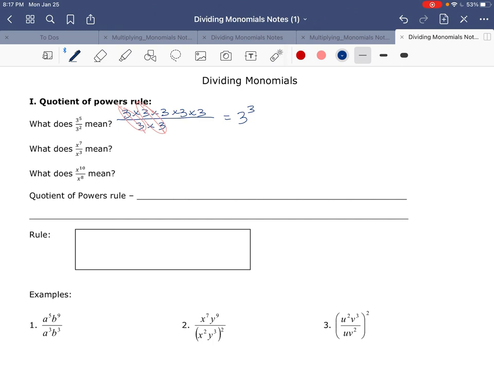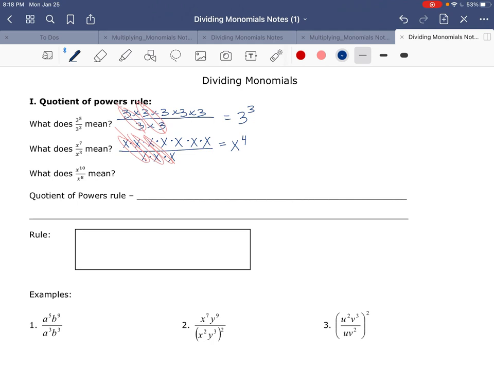So we're going to look at it now with x's. So x to the 7th means x times itself 7 times, all over x cubed, which is x times itself 3 times. And again, anything divided by itself is 1. So this x divided by x is 1. This one is 1, as well as this one. Which leaves me with x times x times x times x in the numerator. So x to the power of 4.